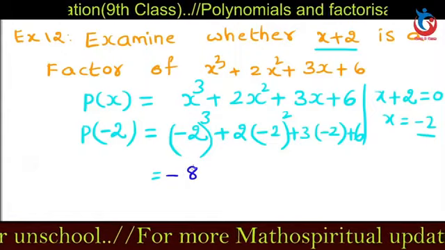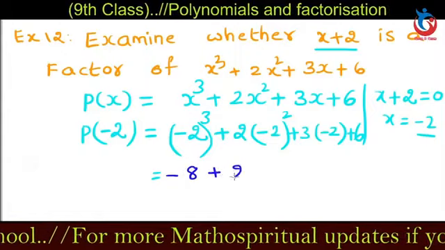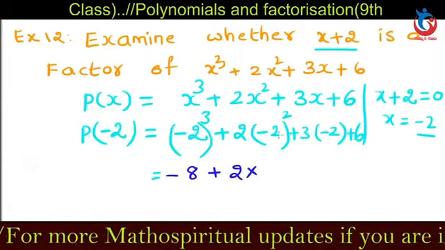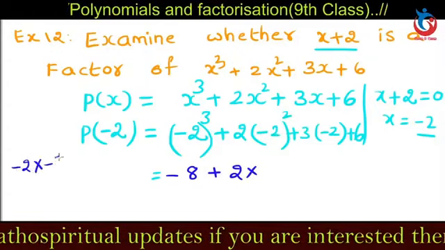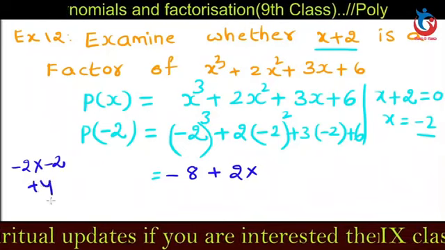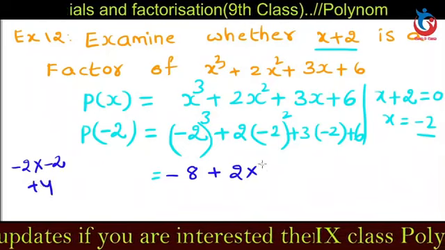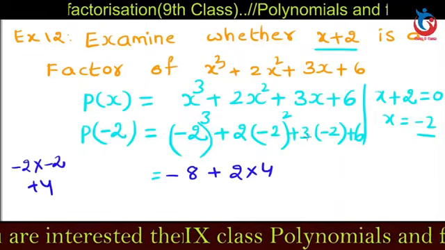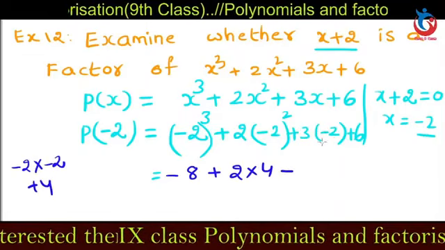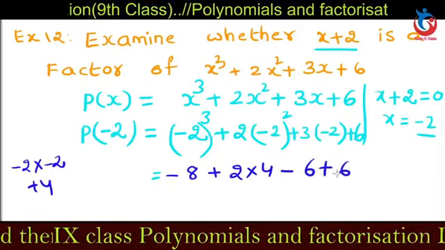Minus 2 into minus 2 into minus 2, plus 2 into minus 2 into minus 2. You can write aside minus 2 into minus 2, that is plus 4. So no need to write plus, I will write 4. Next, plus 3 into minus 2, plus into minus minus, 3 into 2 is 6, and minus 6... plus 6.